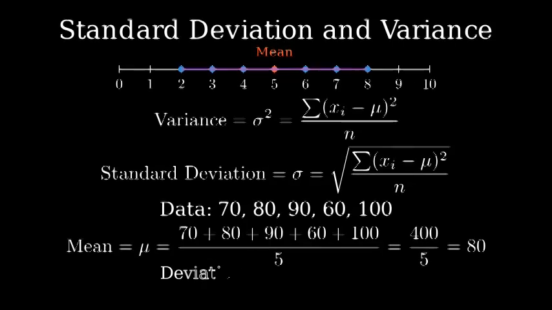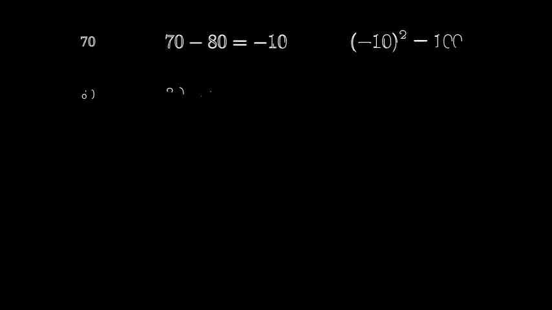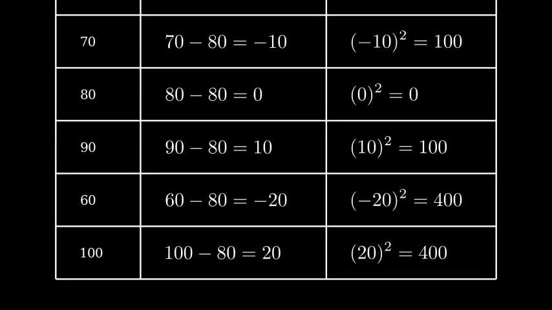Next, we calculate how much each data point deviates from the mean. For 70, the deviation is 70 minus 80, which equals negative 10. For 80, it's 0. For 90, it's positive 10. For 60, it's negative 20. And for 100, it's positive 20.